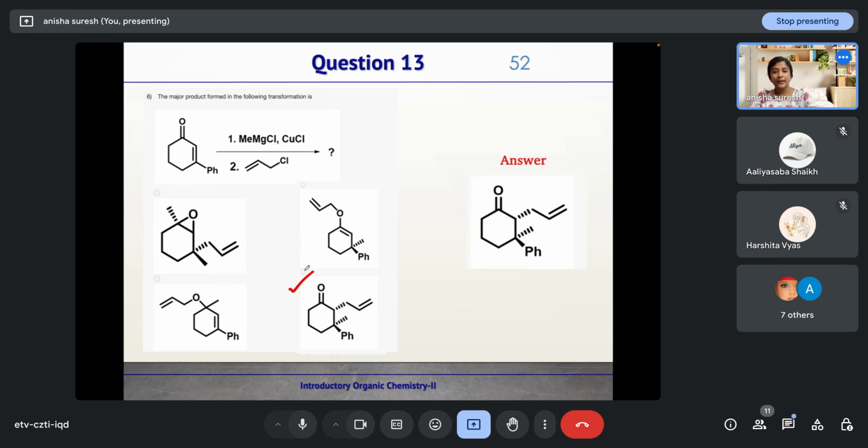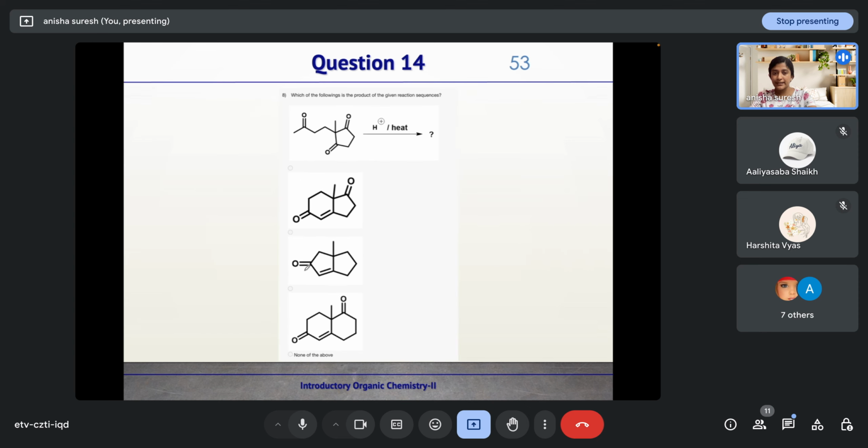Okay. So this is the final product that we are getting, option D. Now coming to the next question. Which of the following is the product of the given reaction sequences?